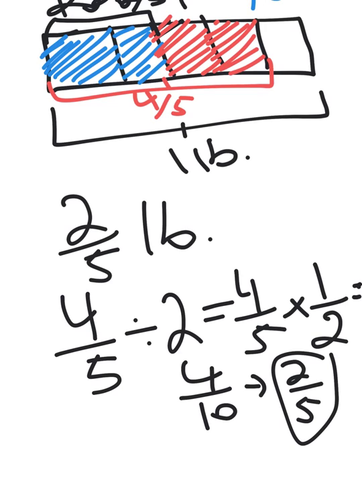If you look at your model, the parts that are shaded blue and the parts that are shaded red, it's cut into half. So that tells us we're dividing by 2. In other words, we're multiplying by half. So our answer is 2/5.